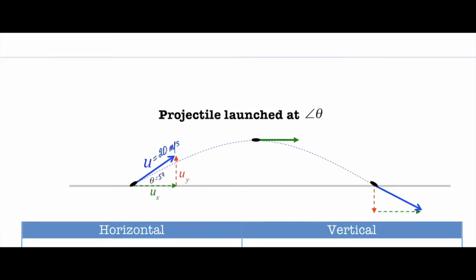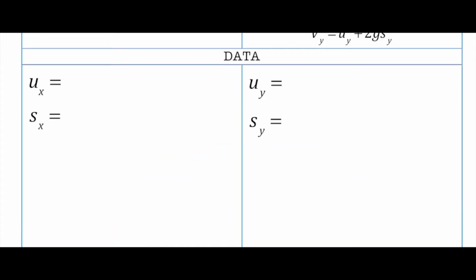This was 53 degrees. And as always, the first step is to figure out your UY and UX. So using trig, we get 20 cosine 53 for X and 20 sine 53 for Y. You're probably using radians in math, so make sure that you switch your calculator to degrees. Otherwise, your calculator is just not going to understand you.